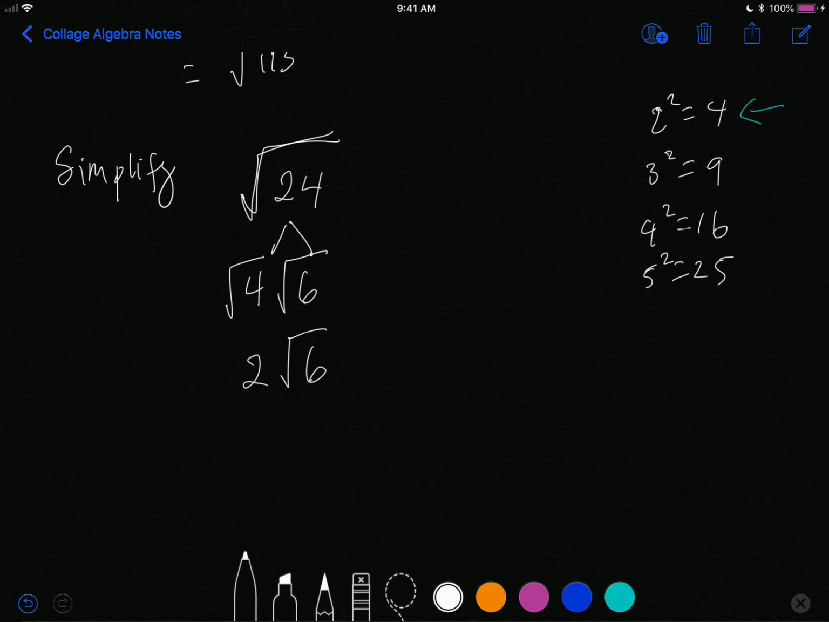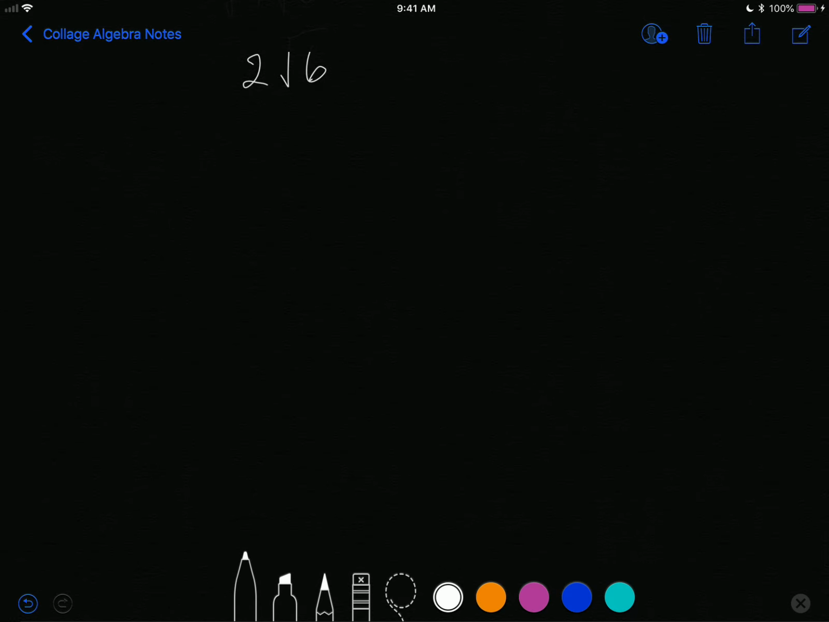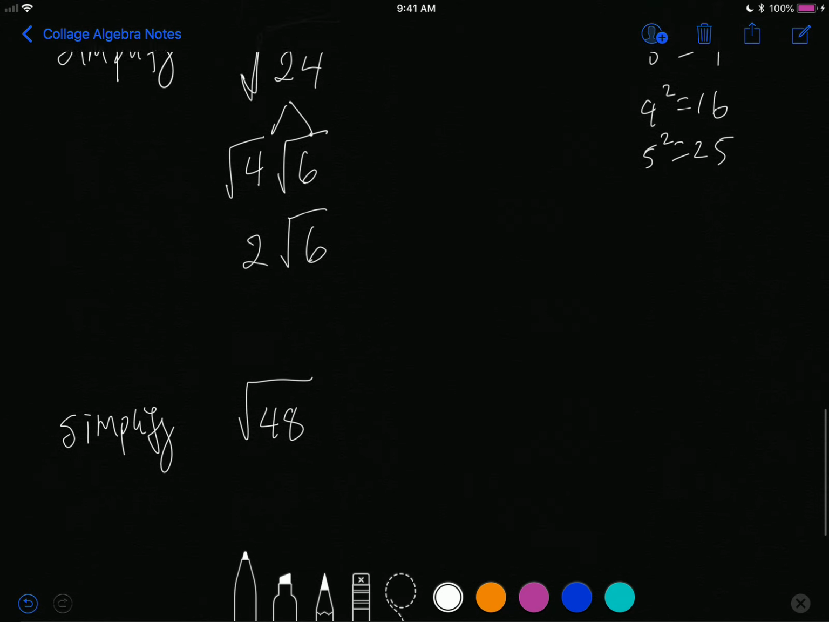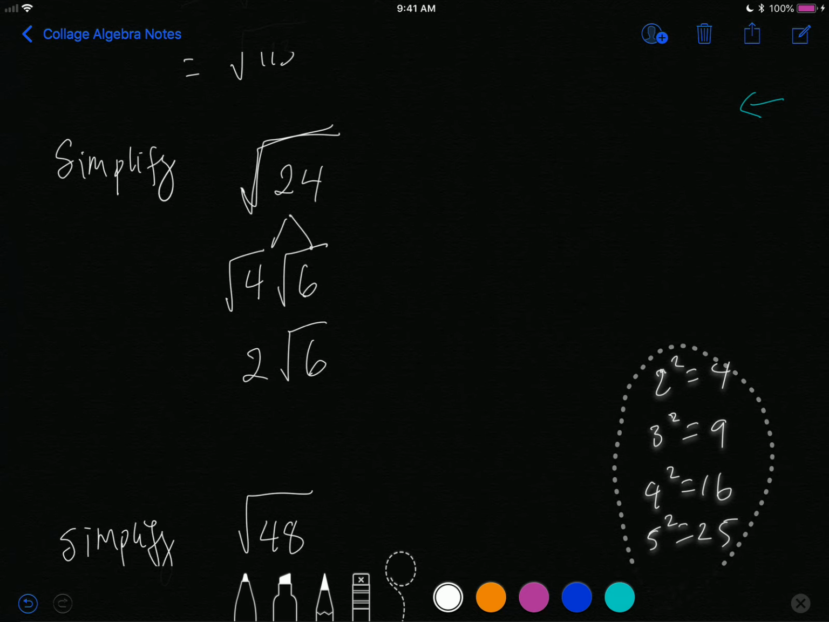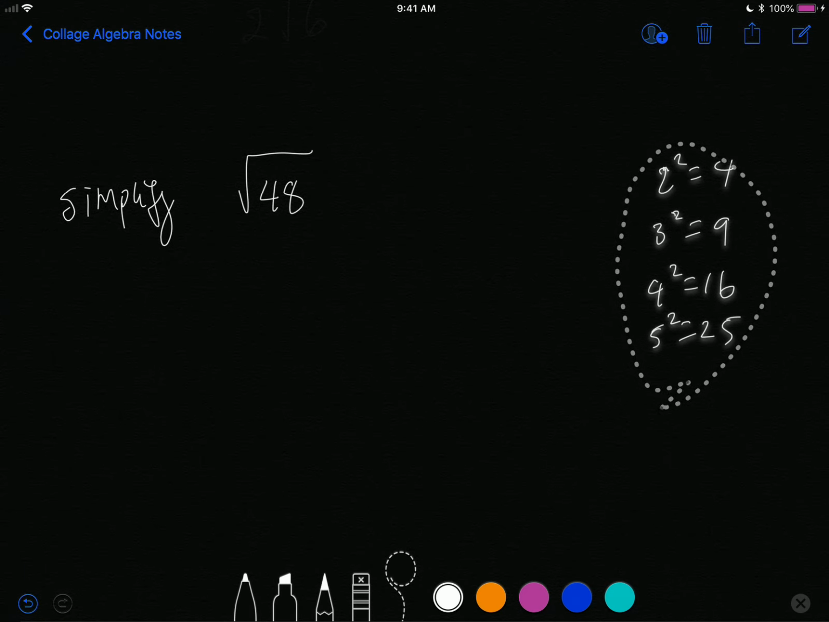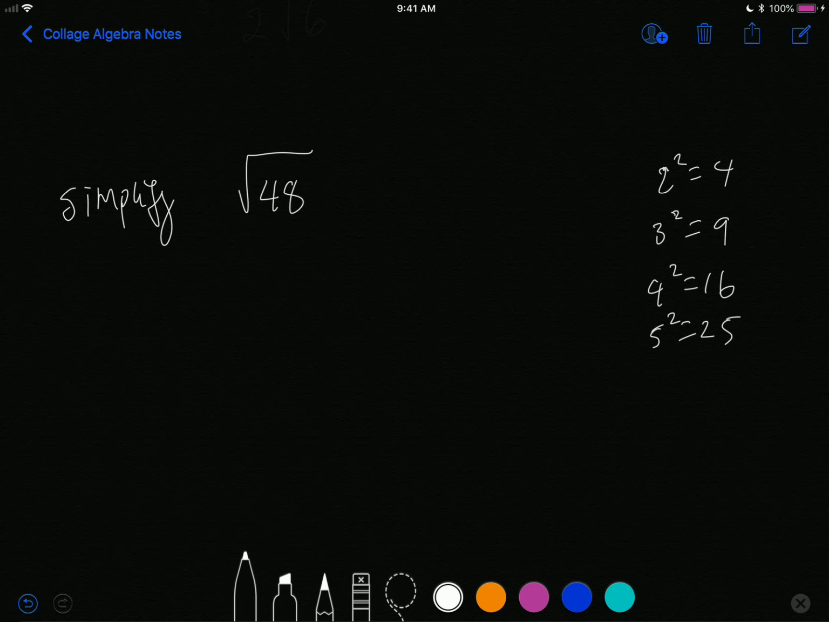Let's try again. Simplify the square root of 48. Let's take my list right here, and then let's keep going. I haven't gone past 48 yet. So 6 squared is 36. 7 squared is 49.